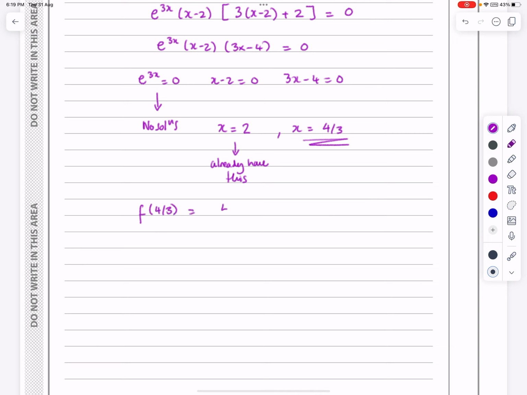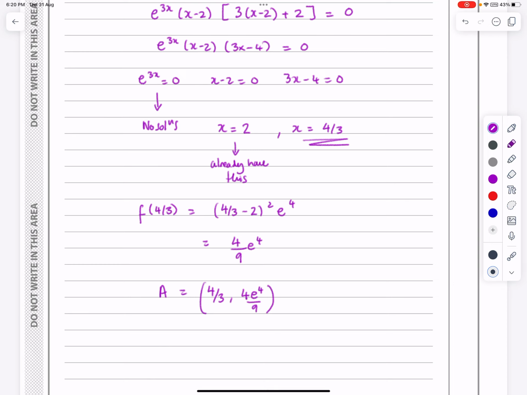So stick that into our function. 4 over 3 minus 2 squared times e to the 4 there. Tidying that up, that comes out to be 4 over 9th e to the 4. So A is actually the point 4 over 3, 4e to the 4 over 9.